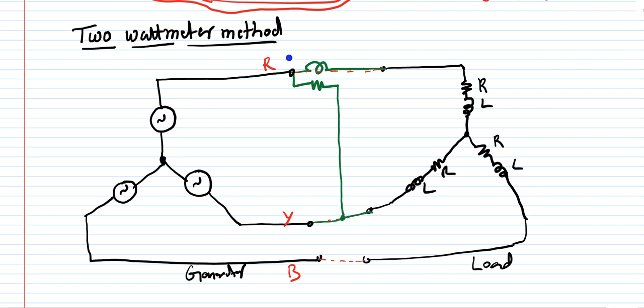And this is one of the wattmeters, MLCV. This is your current coil and this is your pressure coil. So this is wattmeter 1 I am showing here.